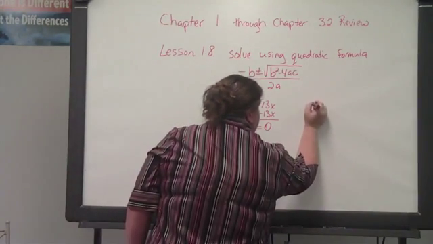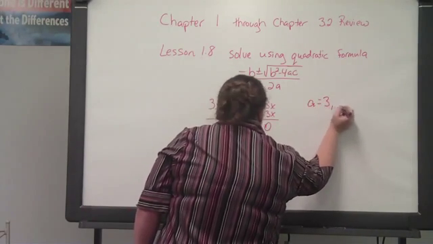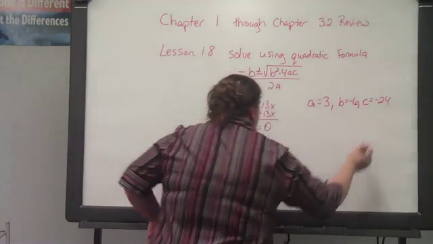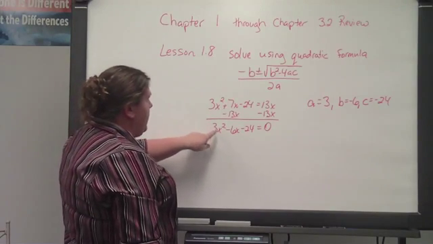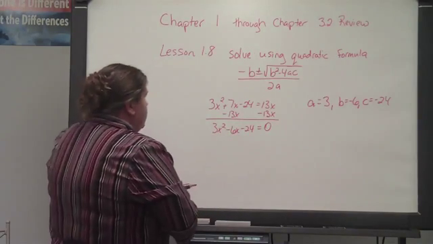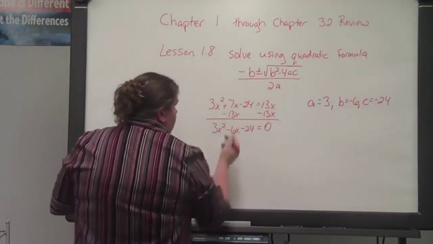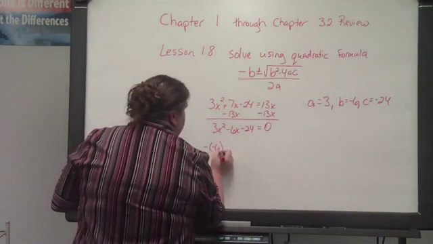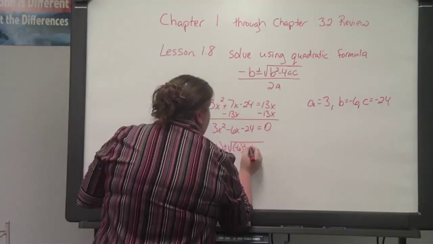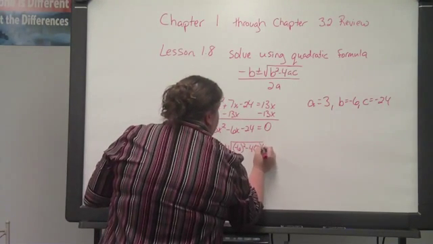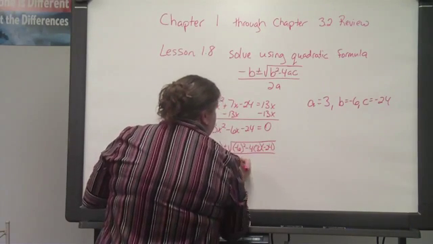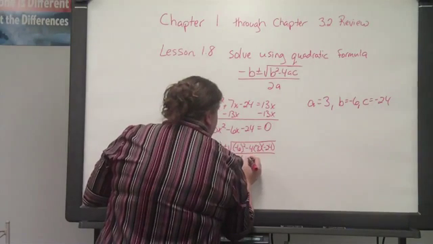So now I have it in ax squared plus bx plus c form. My 3 is a, my b is negative 6, and my c is negative 24. I got this because, again, this is ax squared plus bx plus c form. So now we can go ahead and put it into the formula. I have the opposite of negative 6, plus or minus the square root of negative 6 squared minus 4 times 3 times negative 24, all over 2 times 3.